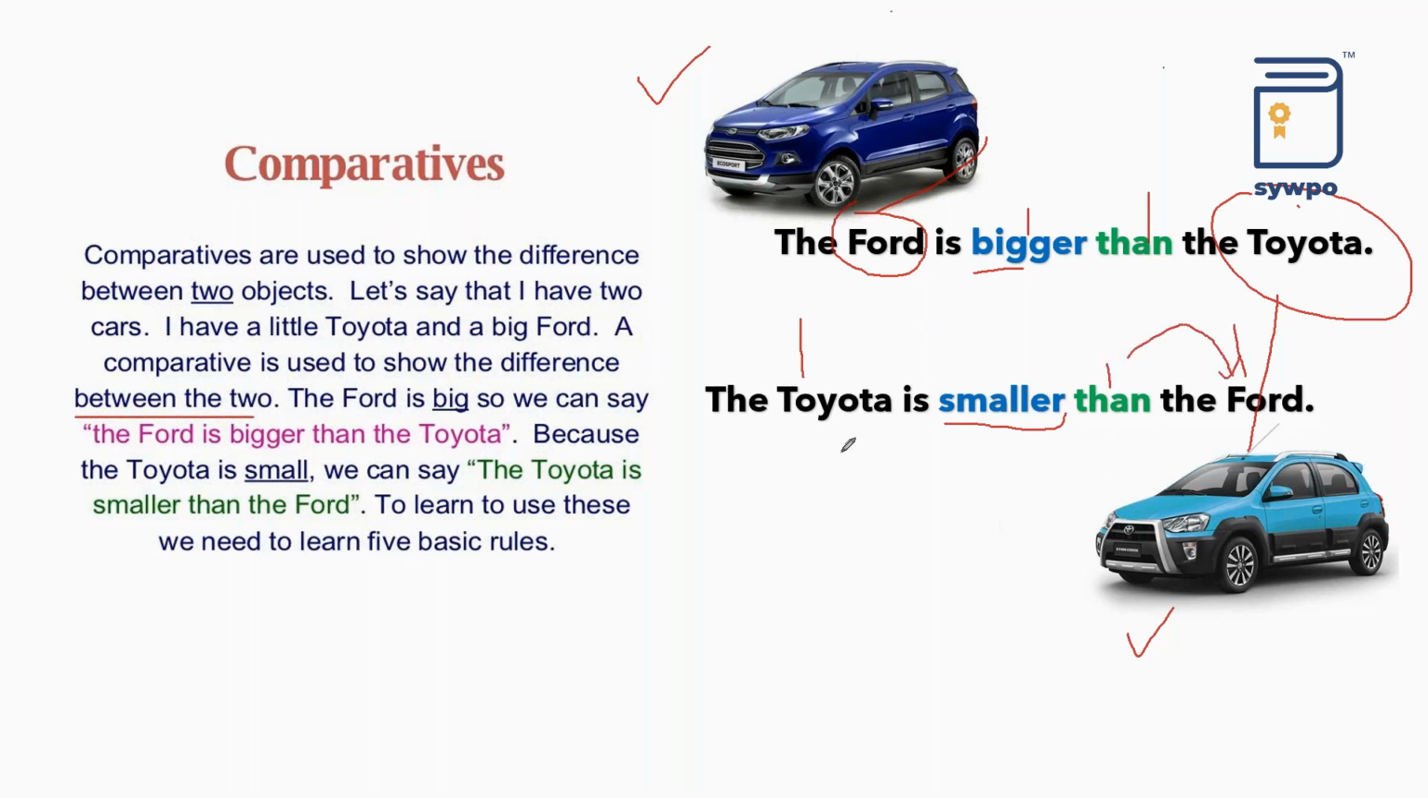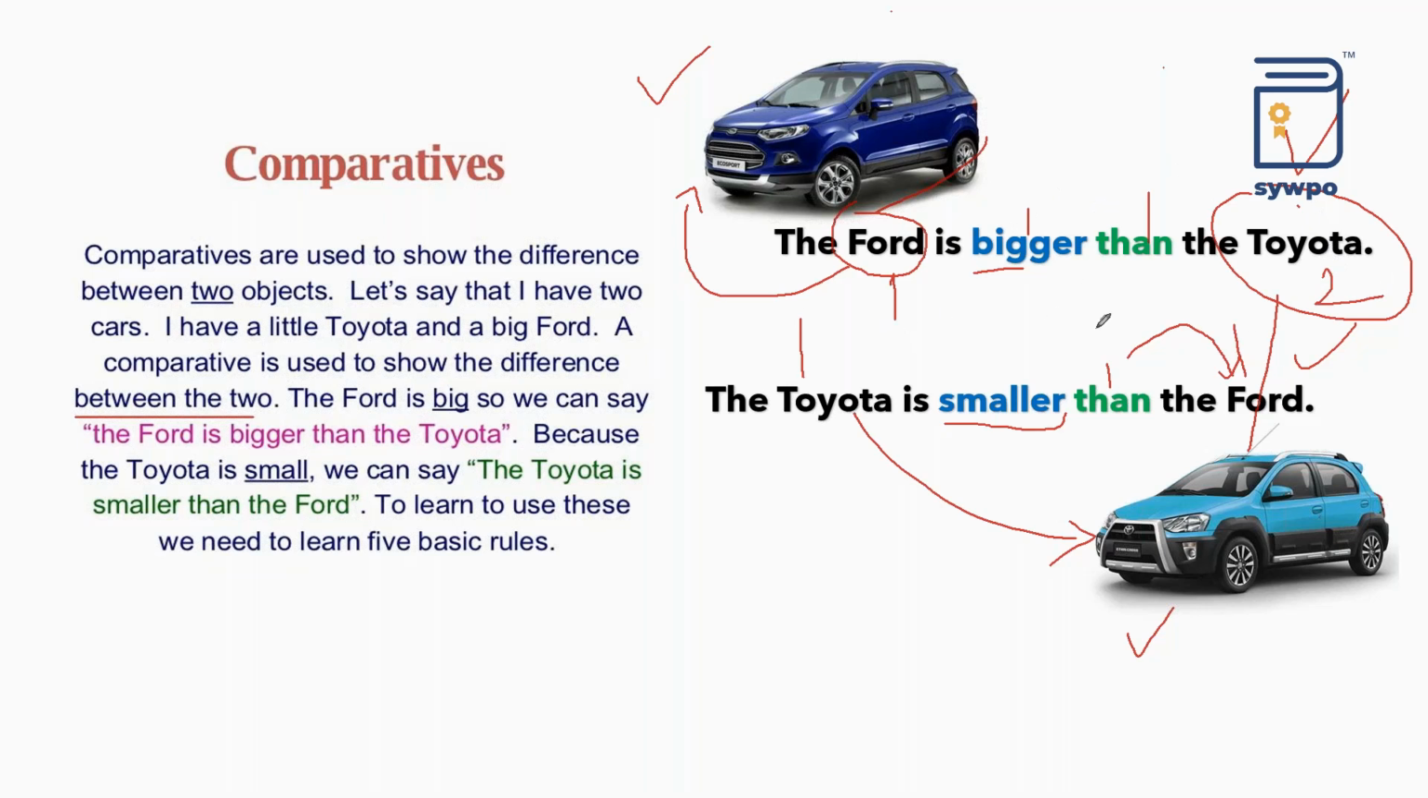So it depends what noun comes first and what noun goes after, and what you are comparing between the two. If you are comparing the size, then you have to know which one is big and which one is small. In this case, Ford is big and Toyota is small. So that's why when I write Toyota first, I have to say smaller. When I write Ford first, I have to write bigger because I'm comparing with the second one. And you can see in the first sentence, I've written Ford first, that is number one, and Toyota is number two. So this is comparison between two things or two items, objects.